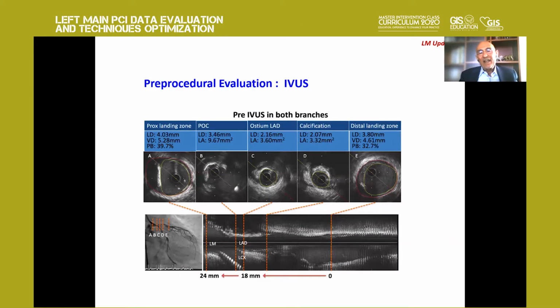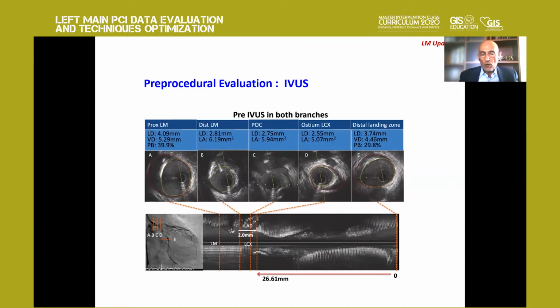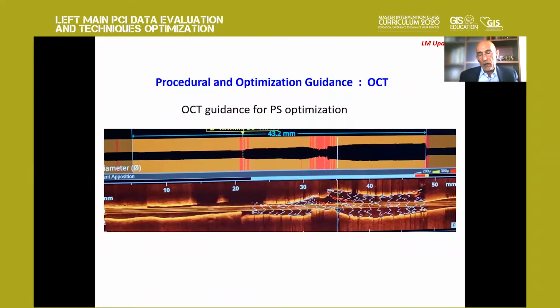In left main, I think we should evaluate, pre-procedure, both branches with IVUS to define exactly the distribution of plaque, and after this, we can choose correctly which kind of approach we should use. That means how to cover, which of these approaches, I mean the technique, is more adequate. And after that, again, completing that and going for optimization.